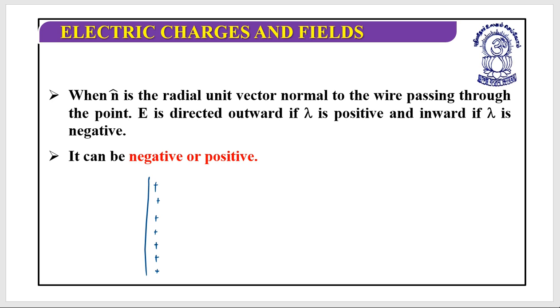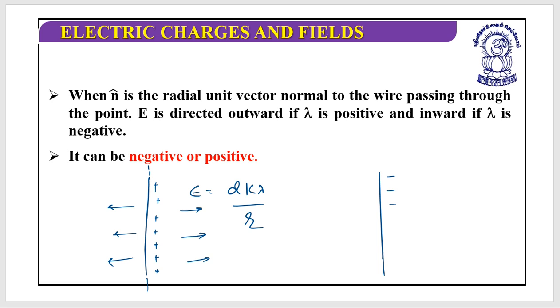If lambda is positive, let's say something looks like this. A wire is there. It's an infinite length wire, it has been extended on both the sides. The electric field will have a magnitude of 2k lambda divided by r. Its direction would be radially outward from the wire because it is a positive charge. It looks something like this.